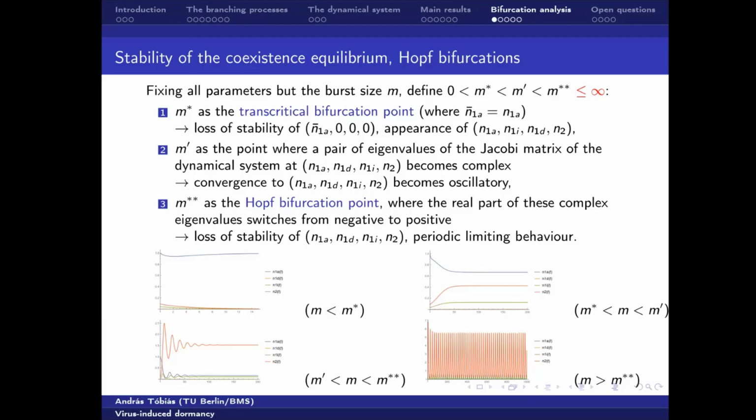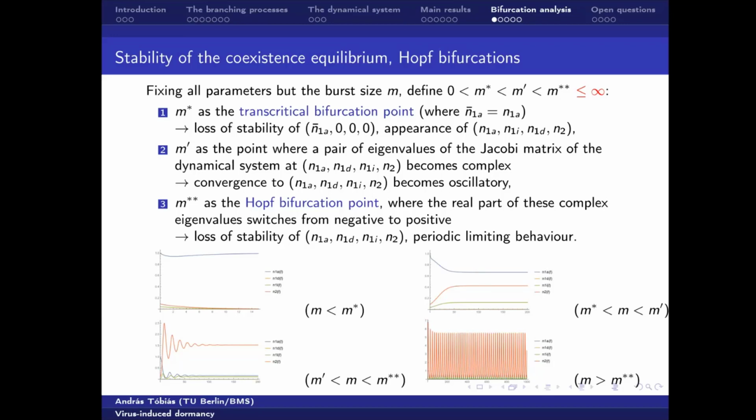And then M prime, this is a point where if you look at the Jacobi matrix of the dynamical system at this equilibrium, then we somehow switch from this coordinate-wise monotone behavior to this oscillatory convergence. So now we have 2 complex eigenvalues for the Jacobi matrix, but we still have stability. So in this oscillatory way, we converge to this coexistence equilibrium. You see that in the meanwhile, this is unfortunately quite small, but the red one is the virus component, and it's getting bigger and bigger because we have M larger and larger. So we produce more and more viruses. So this always gets larger.